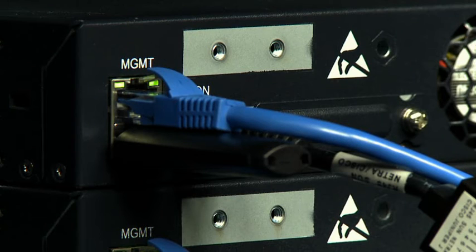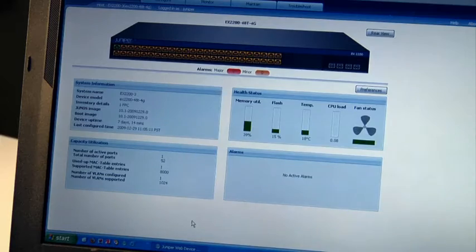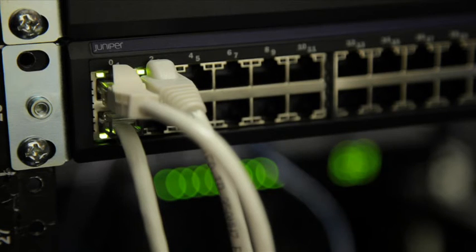The EX2200 also offers the customers the ability to manage the device either through the embedded UI, which is called the JWeb, or through a Juniper management platform called the NSM. Of course, Junos is a very open interface, which means that it is very easy to integrate the system in other external vendors or companies' homegrown management systems.